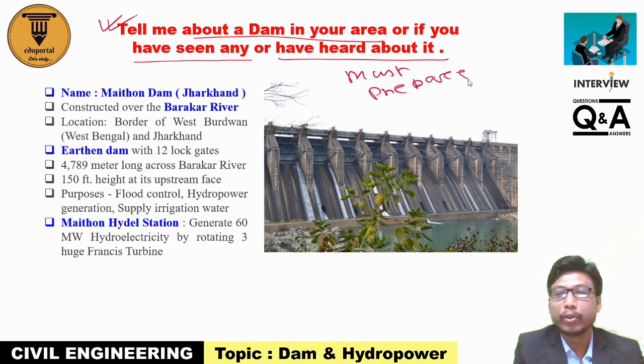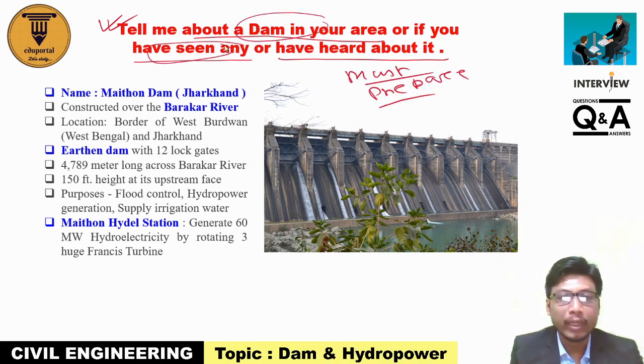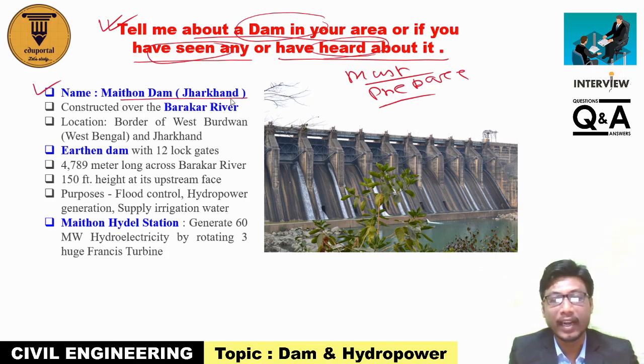Okay, so they will ask you about a dam in your area, or if you have seen any, or if you have heard of any. Any three of these. So let's take a dam, name of a dam. I have taken Maithan Dam, that is in Jharkhand. What are the points that you should consider when you are going to tell about a dam?